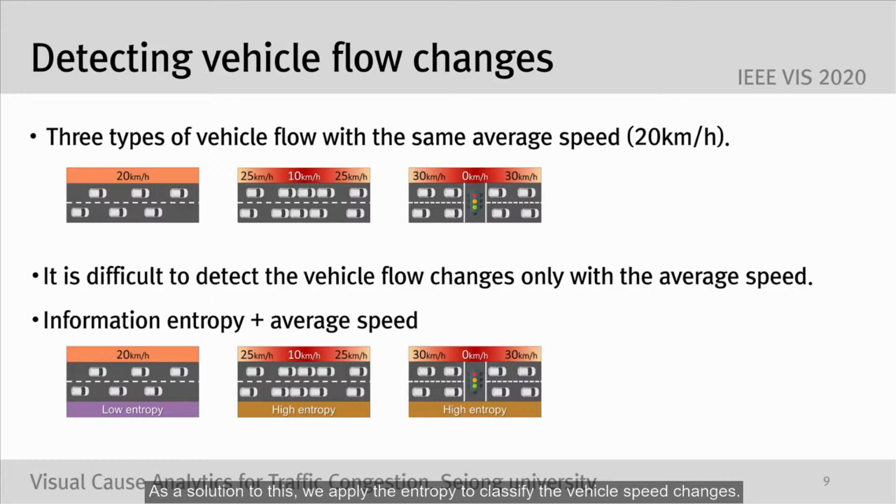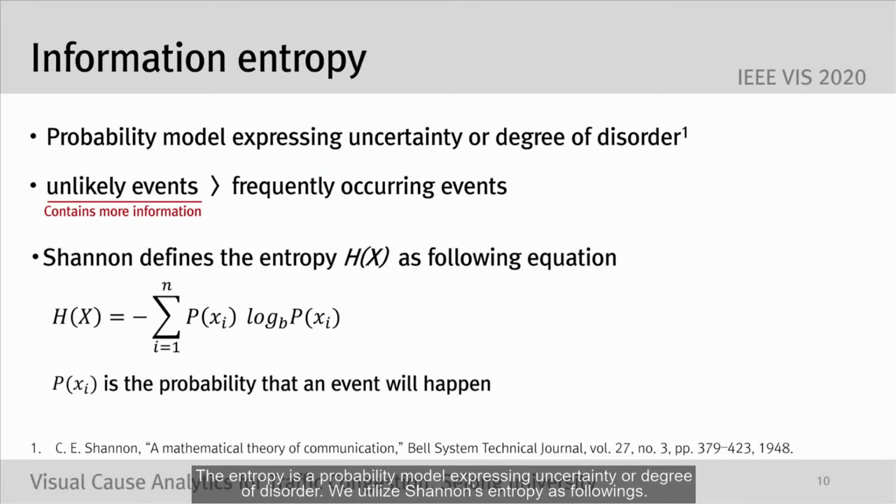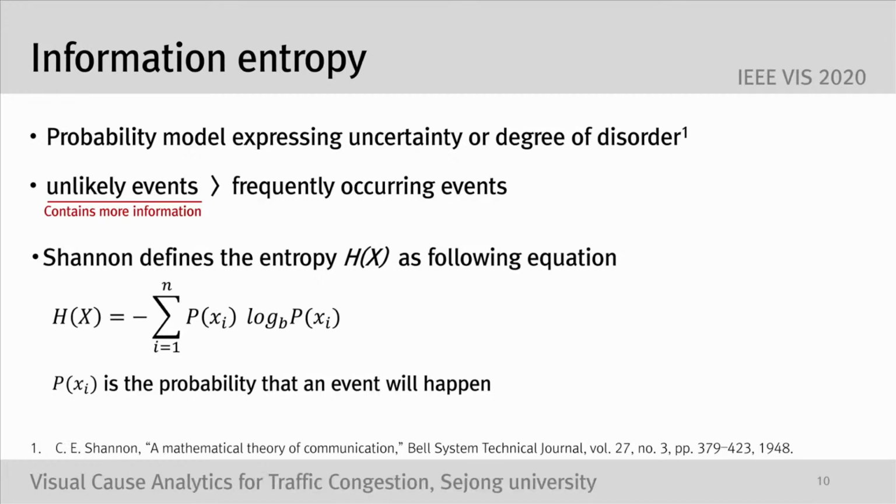As a solution to this, we apply the entropy to classify the vehicle speed changes. The entropy is a probability model expressing uncertainty or degree of disorder. We utilize Shannon's entropy as follows.